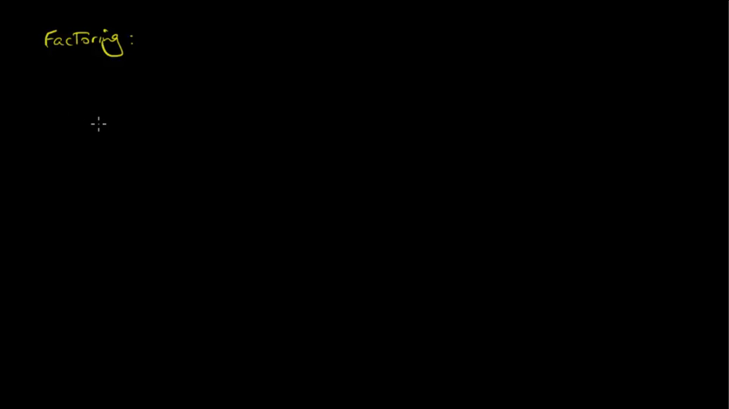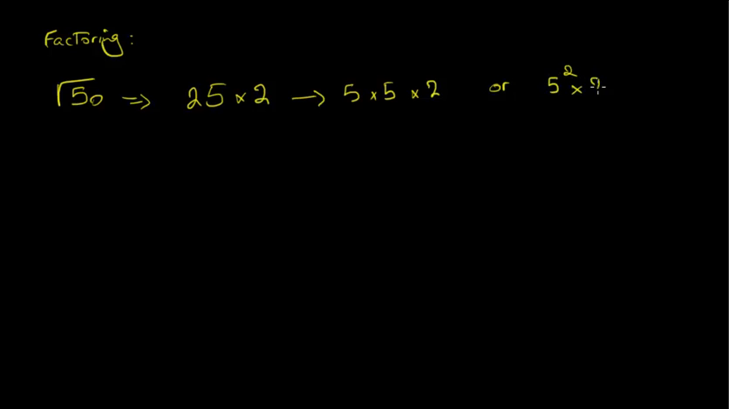First, we need to factor out the largest possible perfect square, then simplify the radical with the perfect square. Let's say we have radical 50. To simplify that, we know that 50 is 25 times 2, right? So it means we have 5 times 5 times 2, or we have 5 squared times 2.